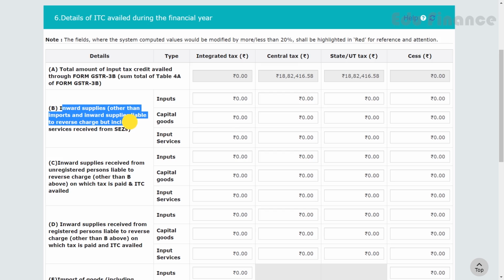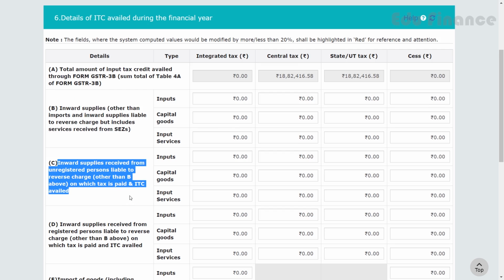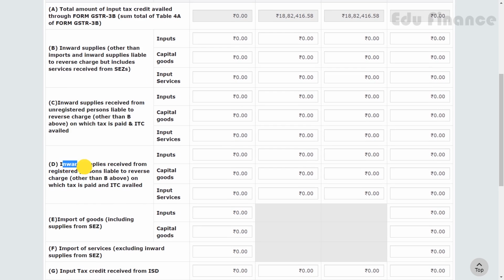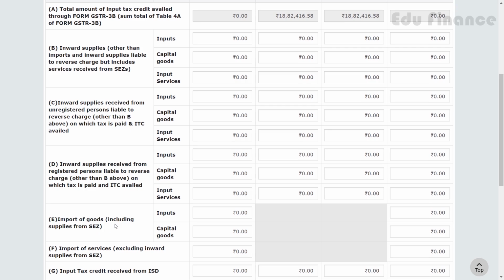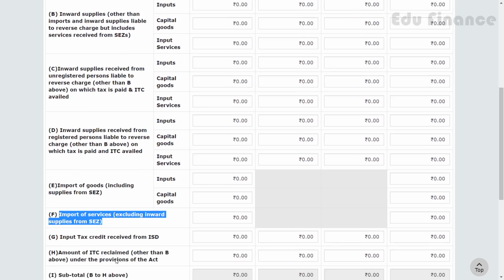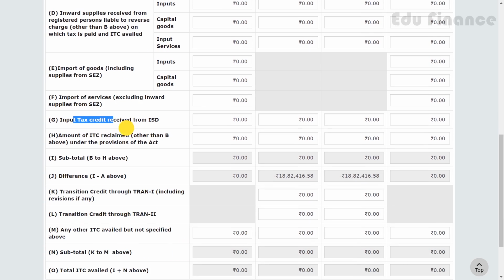That is, inward supplies without RCM, inward supplies from unregistered person with RCM, inward supplies from registered person with RCM, import of goods, import of service, input tax credit from input service distributor, and amount of any reclaimed ITC. The aggregate value of ITC which was availed, reversed and reclaimed during the same financial year should be reported in this table.